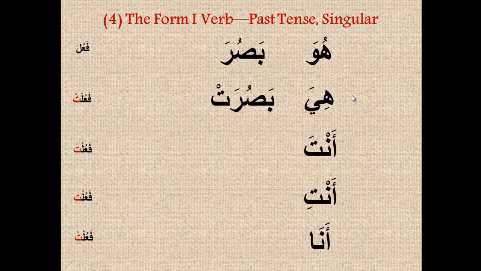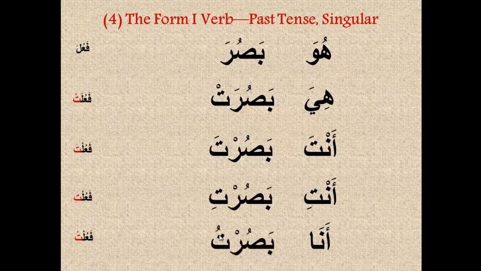Basurat. How do we conjugate it for anta? Basurta. We're adding a ta at the end, corresponding to the ta in anta. Anti would have a t at the end. Basurti, anti basurti. And ana basurtu. The tu refers to ana. Ana basurtu. What does this verb mean? Basura means to look or to see.